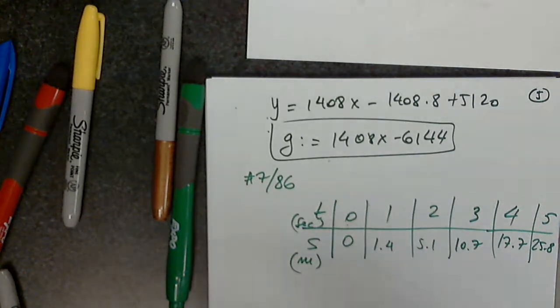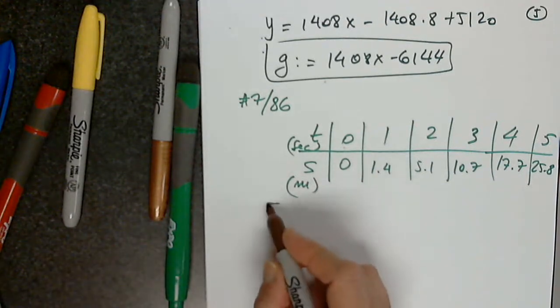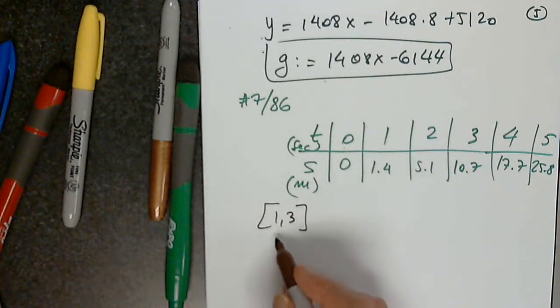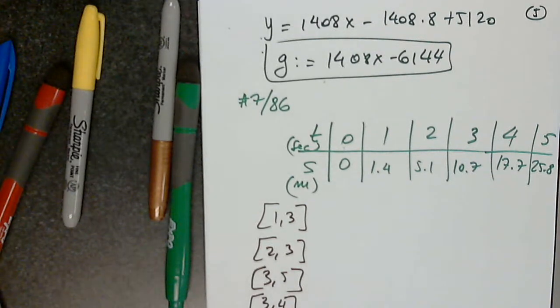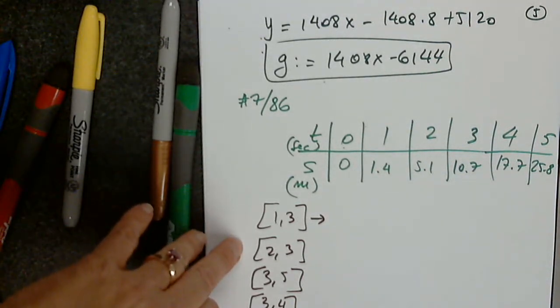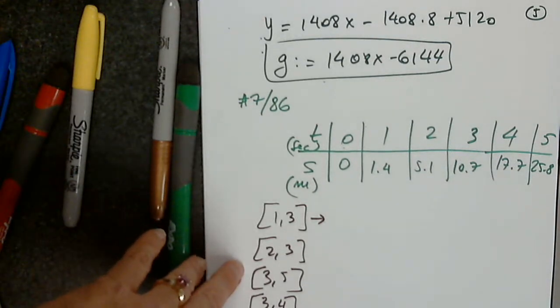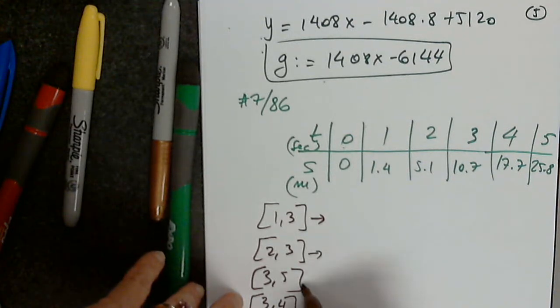We're asked, in this problem, to determine the average velocity or the average rate of change, same thing, for each time period. So they wanted 1, 3; they wanted 2, 3; they wanted 3, 5; and we wanted 3, 4. Who will be responsible for 1, 3? Very good. Who will be responsible for 2, 3? Perfect. Who is responsible for 3, 5?